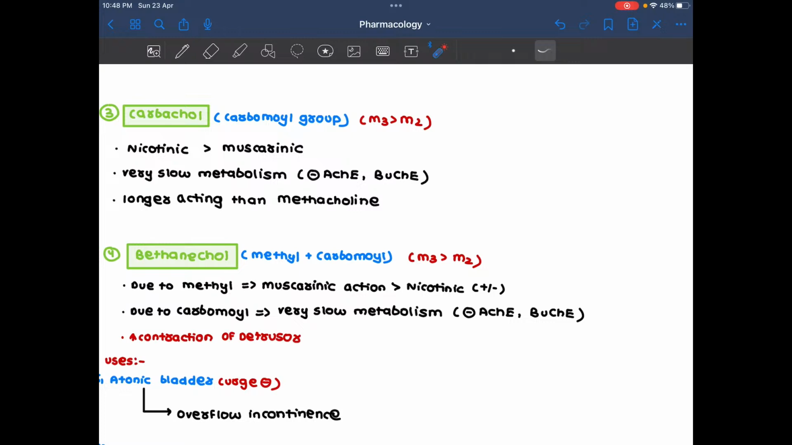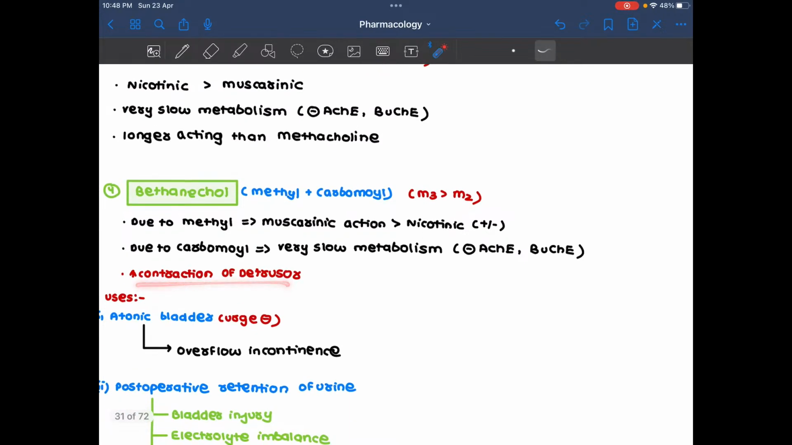Now, combining these, that is the methyl group's muscarinic specific action and carbachol's very long action, I have joined both in this drug known as bethanechol. Bethanechol is going to have both methyl as well as the carbamyl groups. And it is more specific for M3, meaning it's going to be vesicoselective. So this is one drug which I'm going to use now. It's a vesicoselective drug. It's longer acting as compared to any of these drugs, and it has preferential action. Okay. So this bethanechol, what does it do? It's going to increase the contraction of the detrusor.